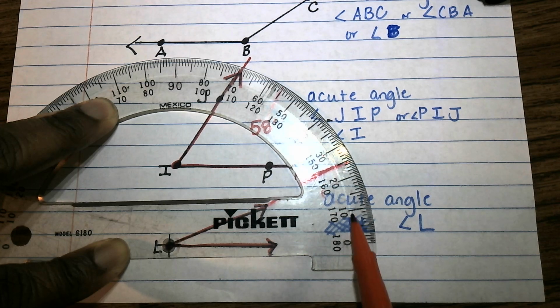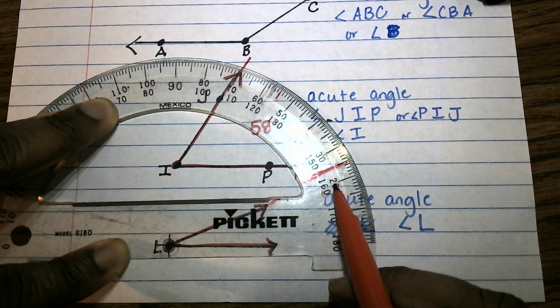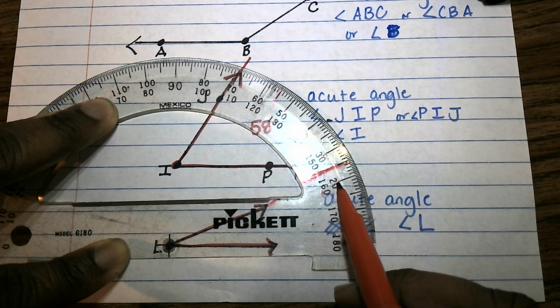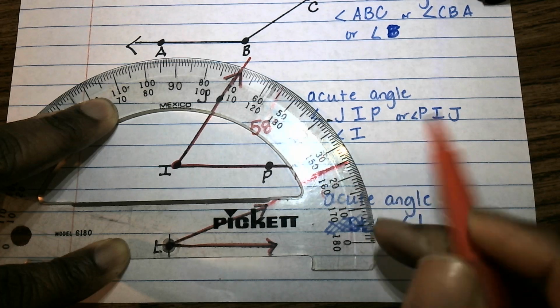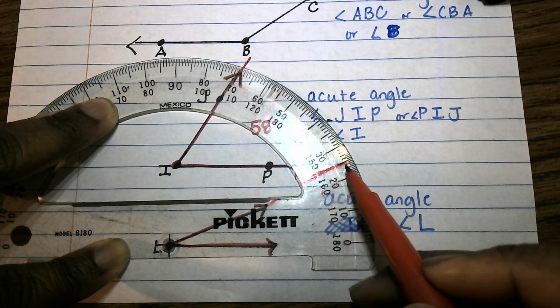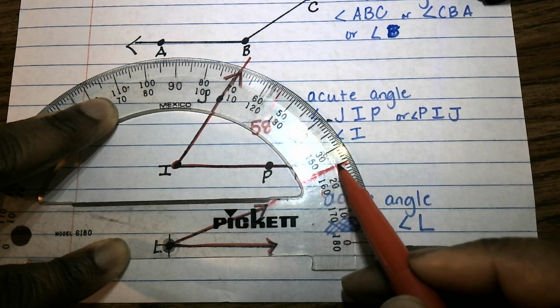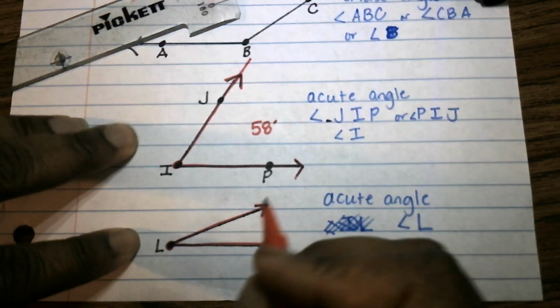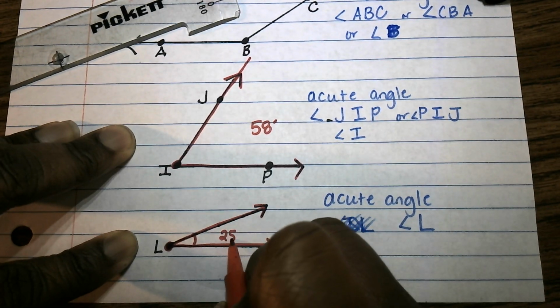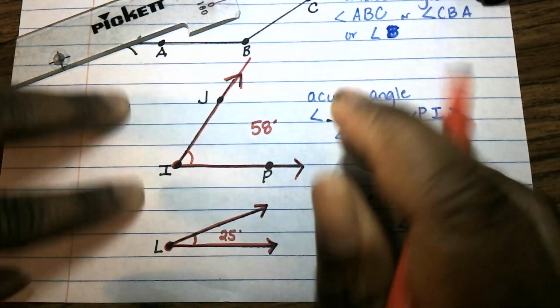So this is 0, 10, 20. That's 20, and that's 30. So I know it's less than that. And it looks like the halfway line right there in the middle between 20 and 30 is 25. So this is 20, that's 25, and that's 30. So this angle, or angle L, is about 25 degrees.